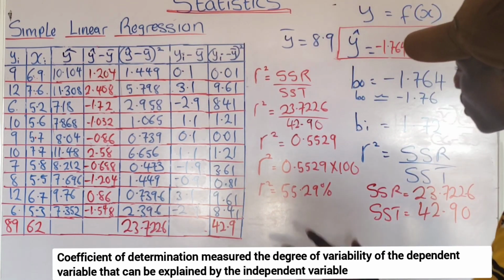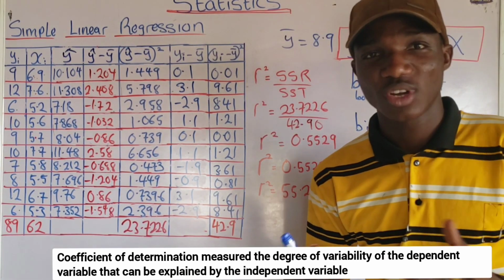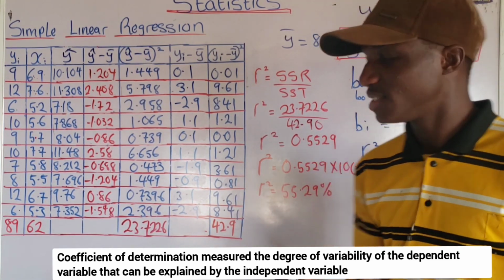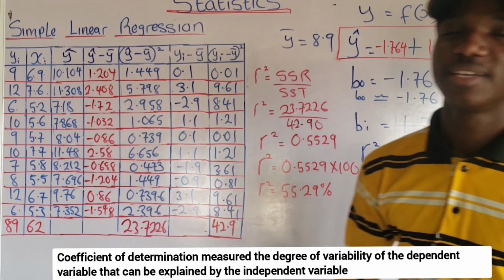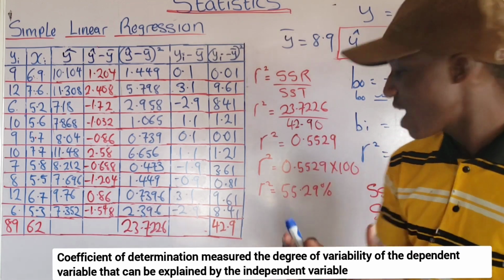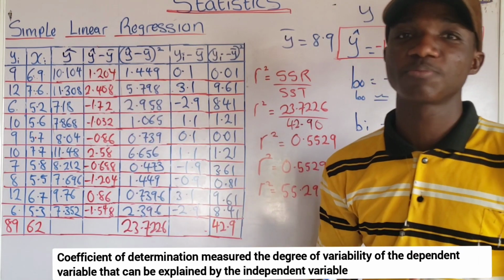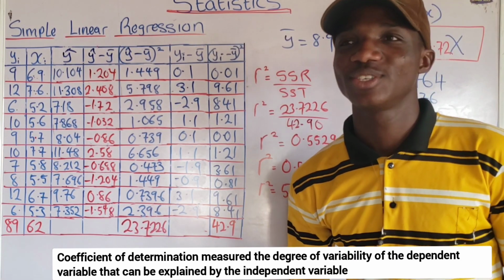Having gotten our coefficient of determination as 55.29%, you cannot just leave it like this. Since the coefficient of determination is 55.29%, this implies that 55.29% of variability in yield can be explained by the fertilizer applied. So that is the solution to that question.